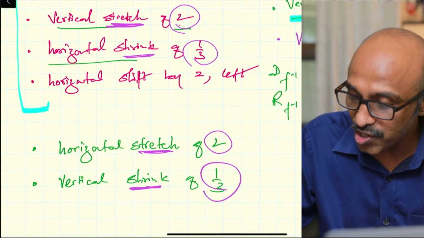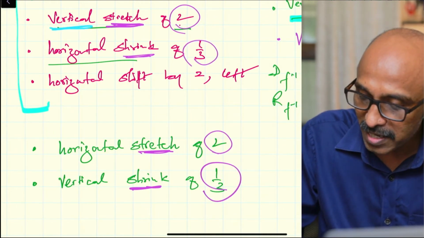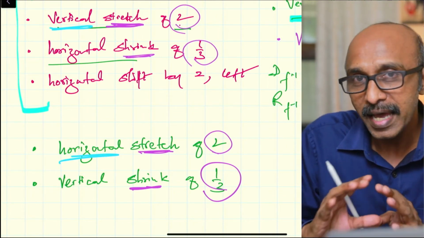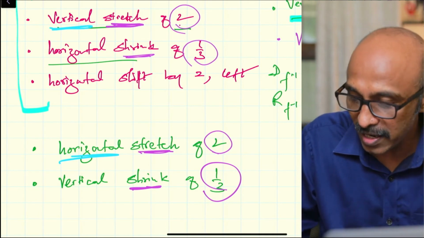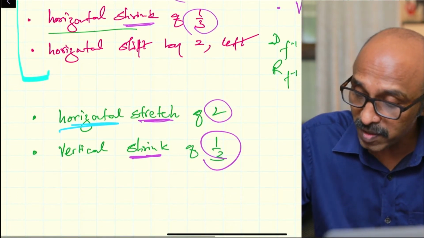1/3, 1/3. What's changing is vertical, horizontal, x's, y's. Just pay attention to those commonalities, all right? Now the third one, horizontal shift by 2.